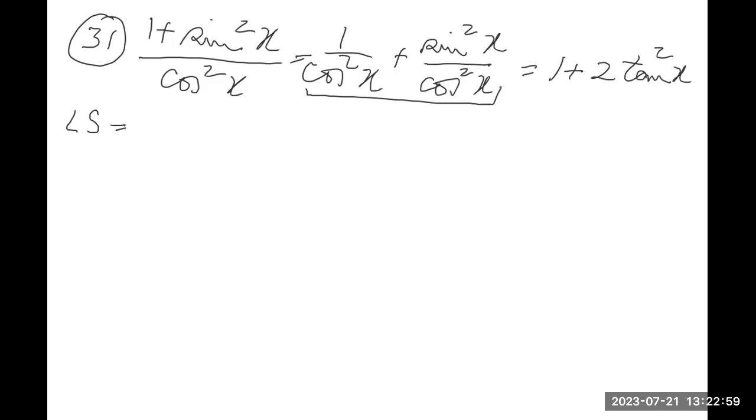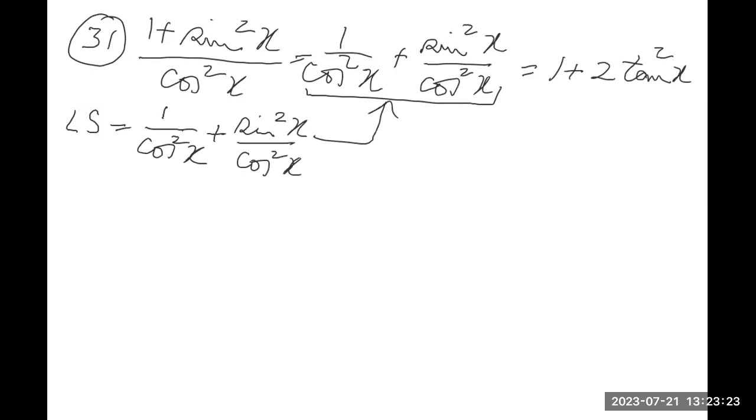The first part is pretty straightforward. All you have to do is split that left side into two terms. So that's 1 over cosine square x plus sine square x over cosine square x. And that's equal to this middle side. So next we have to show that that's equal to the right side, 1 plus 2 tan square x.